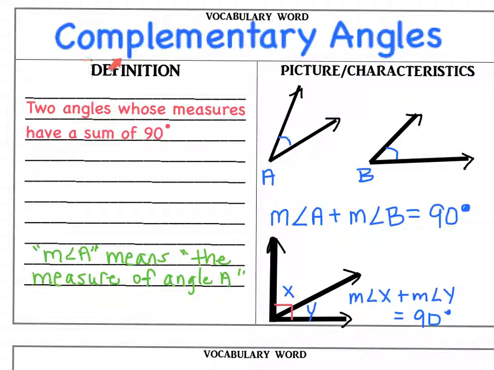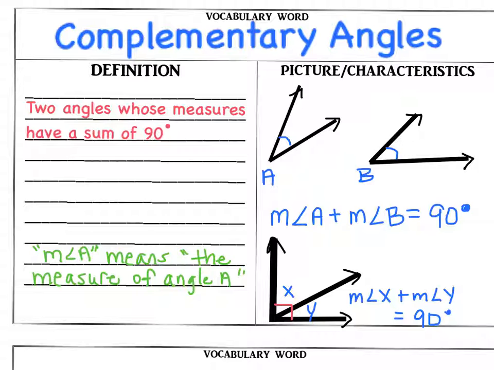Next vocab, complementary angles. Complementary angles are two angles whose sum is 90 degrees. So the measure of this angle, whatever this one is, plus the measure of this angle, so the measure of angle A plus the measure of angle B, has to equal 90 degrees. This little m right here means measure. So whatever this degree is plus whatever this degree is has to equal 90. If that's the case, you have complementary angles.